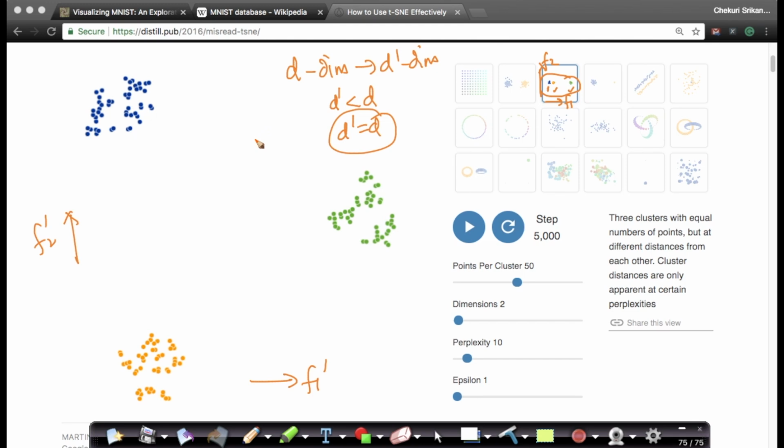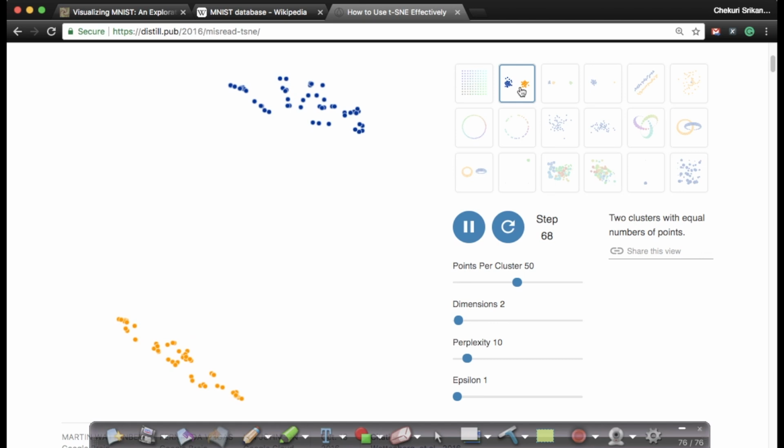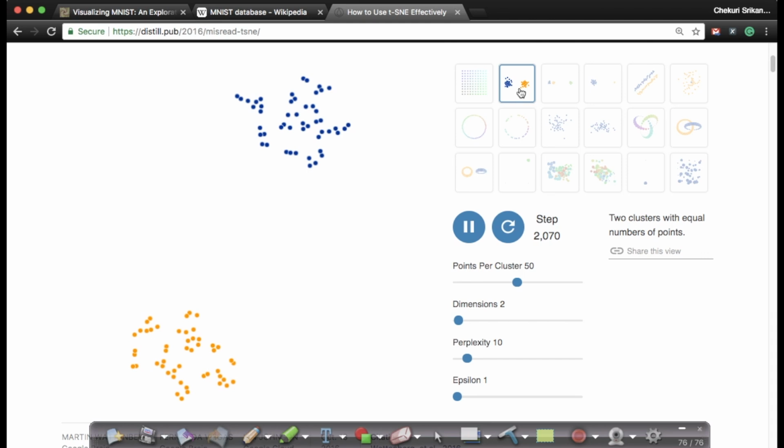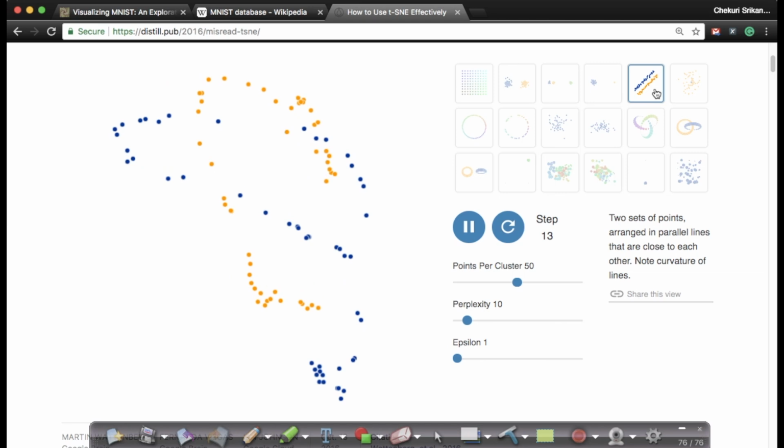Here distill.pub has created brilliant data sets. For example, I can take this data set. As soon as I click on it, this is the original data set, and as the t-SNE algorithm runs, this is the output that I get eventually. They're actually running the t-SNE algorithm in the browser right here using JavaScript. Imagine if my original data set was like this, two parallel lines of points.